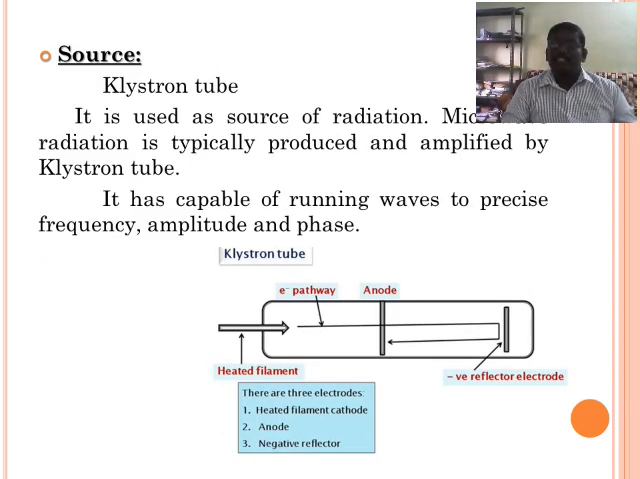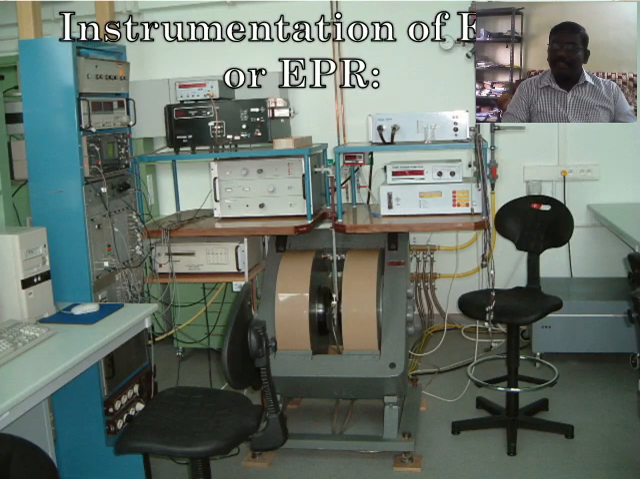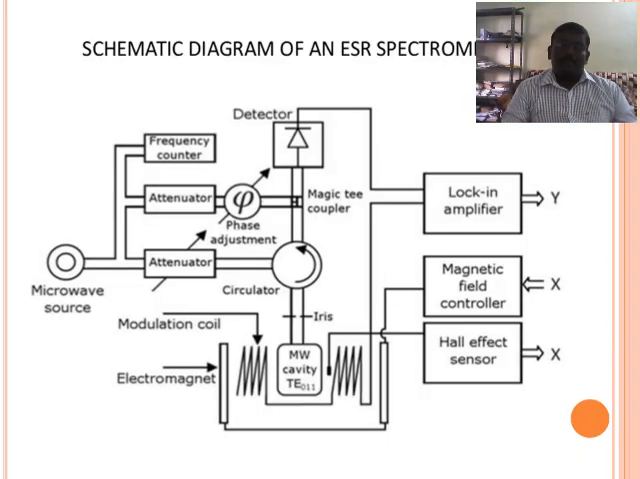Microwave radiation is typically produced and amplified by the klystron tube. It is capable of varying the wave's frequency, amplitude and phase. The klystron tube has an electron pathway, anode, negative reflector electrode, and a heater filament is also involved in this source. Attenuator: it is used to adjust the level of the microwave power, which is very important.